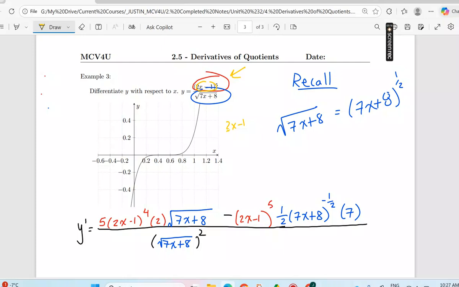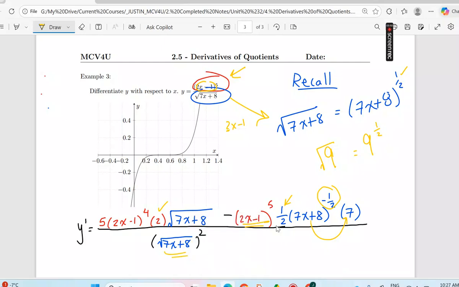When you differentiate that, you get a 2, times the bottom, root 7x plus 8, subtract, copy the top, and then differentiate the bottom. Before you differentiate the bottom, remember that root of 7x plus 8 is the same thing as 7x plus 8 to the exponent of 1/2. They mean the same thing. For example, root 9 is the same thing as 9 to the exponent of 1/2. To differentiate that, move the 1/2 to the front, then 1/2 minus 1 is negative 1/2, and then the derivative of the inside is just 7. And again, copy the bottom squared.